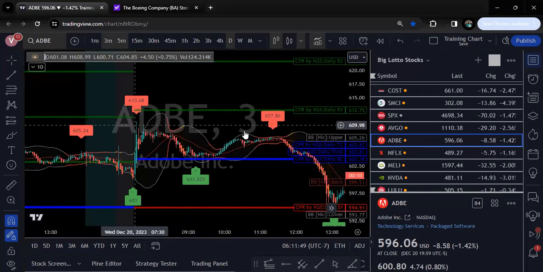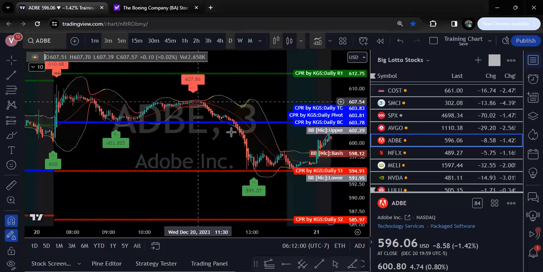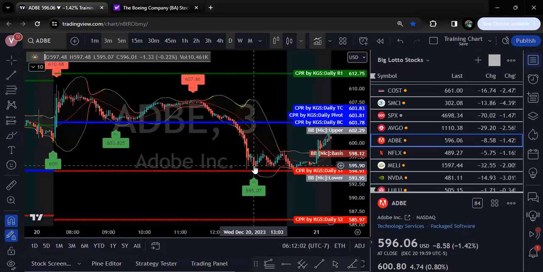So you're using this lower high level. This is 610, this is 607, lower high, and you have a squeeze here and you have a narrow CPR. You have check, check, check. This is puts. Get in. We had this move going down.